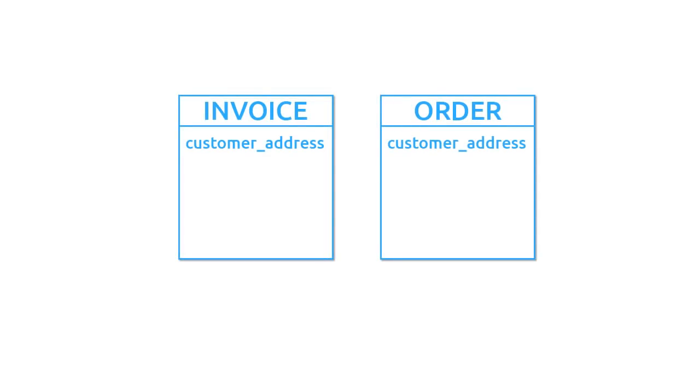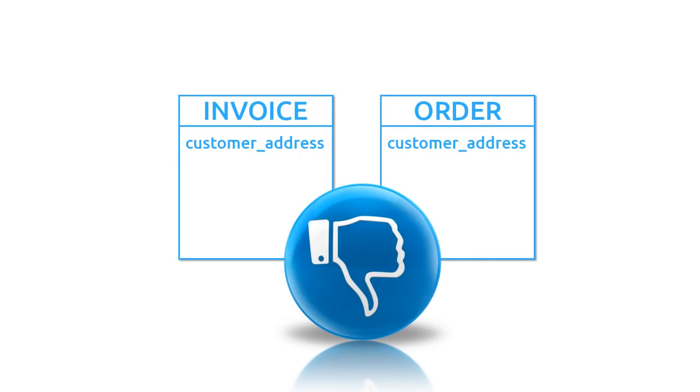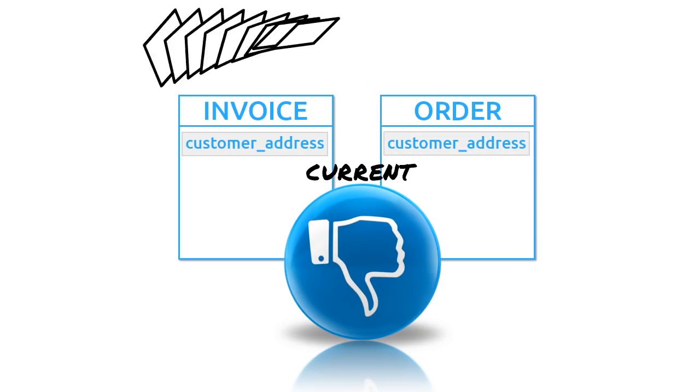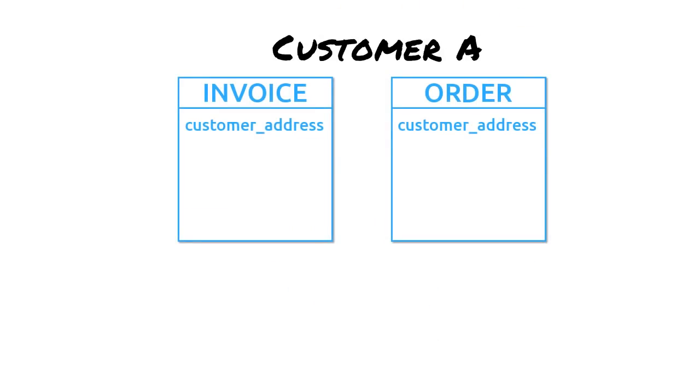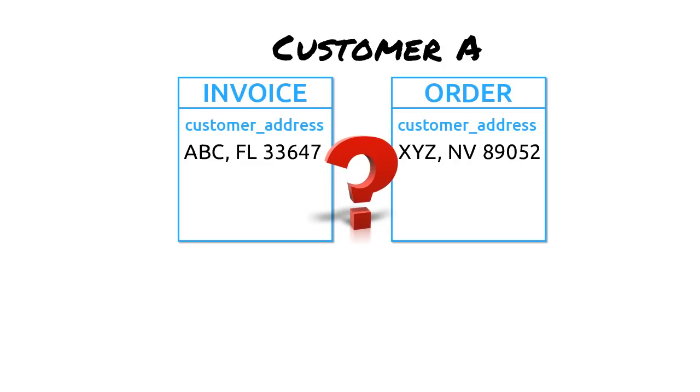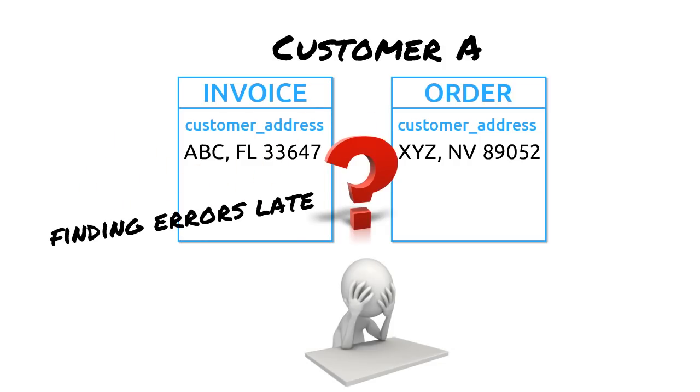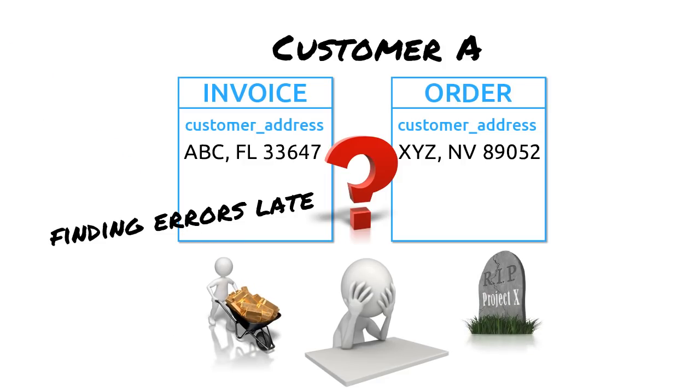Redundant base data, identical base data stored in different locations, is nearly as bad. If you have customer addresses stored in two separate locations, keeping both versions current requires extensive discipline or finely tuned automated programs. What happens if they get out of sync? Which version of the address is then correct? Finding data errors late in the project is a major contributor to IT project budget overruns and canceled IT projects.